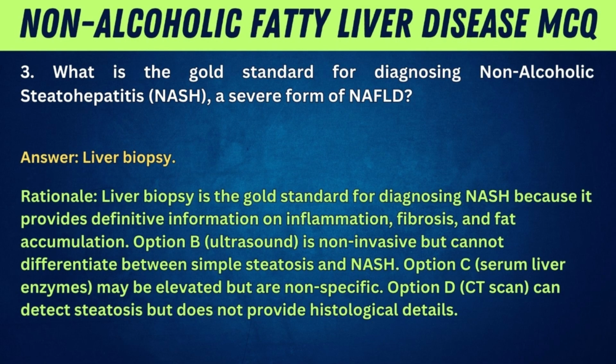Answer: liver biopsy. Rationale: liver biopsy is the gold standard for diagnosing NASH because it provides definitive information on inflammation, fibrosis, and fat accumulation. Option B, ultrasound, is non-invasive but cannot differentiate between simple steatosis and NASH. Option C, serum liver enzymes, may be elevated but are nonspecific. Option D, CT scan, can detect steatosis but does not provide histological details.